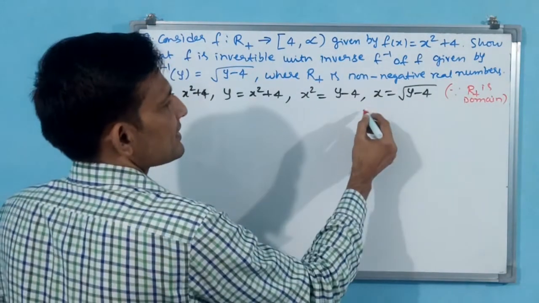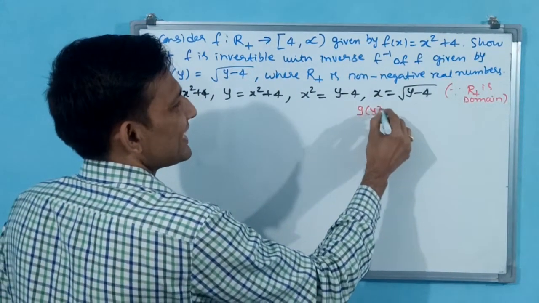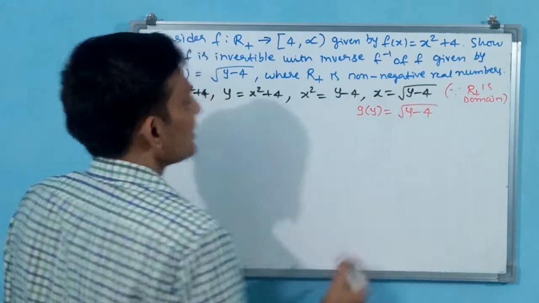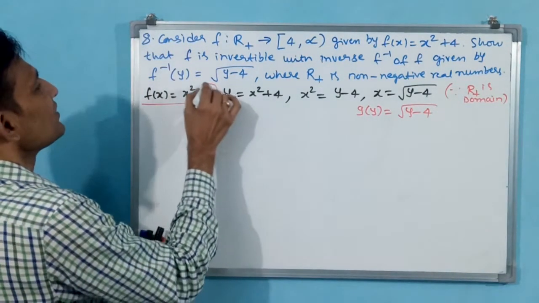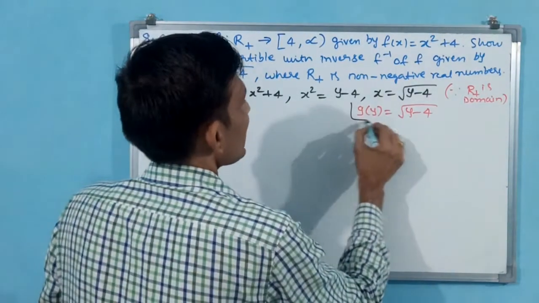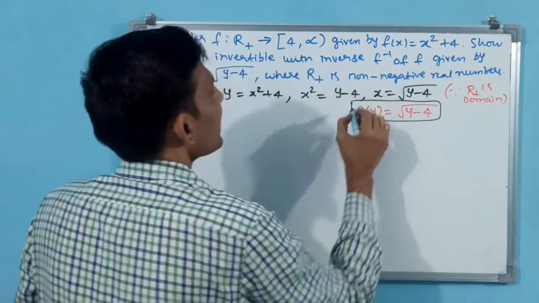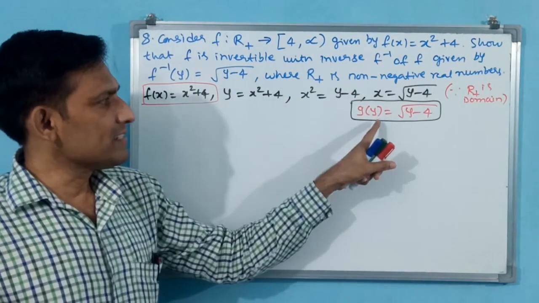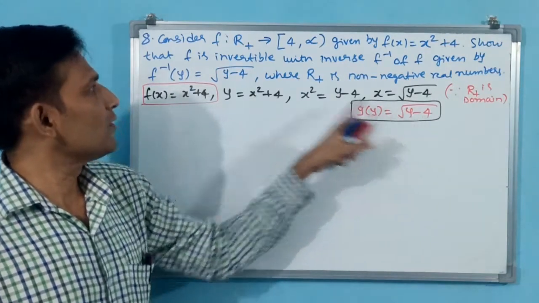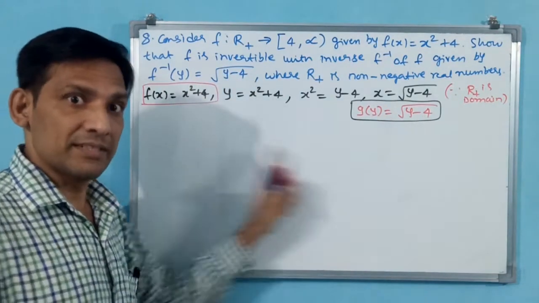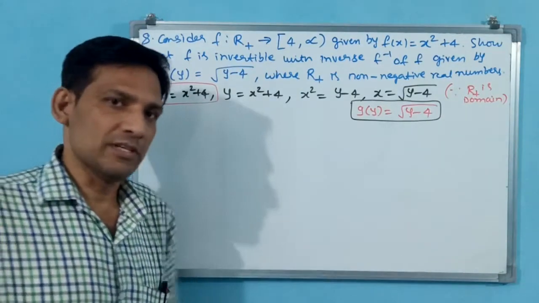Now again you write x is what? G of y is equal to square root of y minus 4. Now you make a box of these two. If this function is invertible, what is the inverse? The inverse is square root of y minus 4, the same thing he is giving. But we have to check whether this is invertible or not with GOF and FOG.